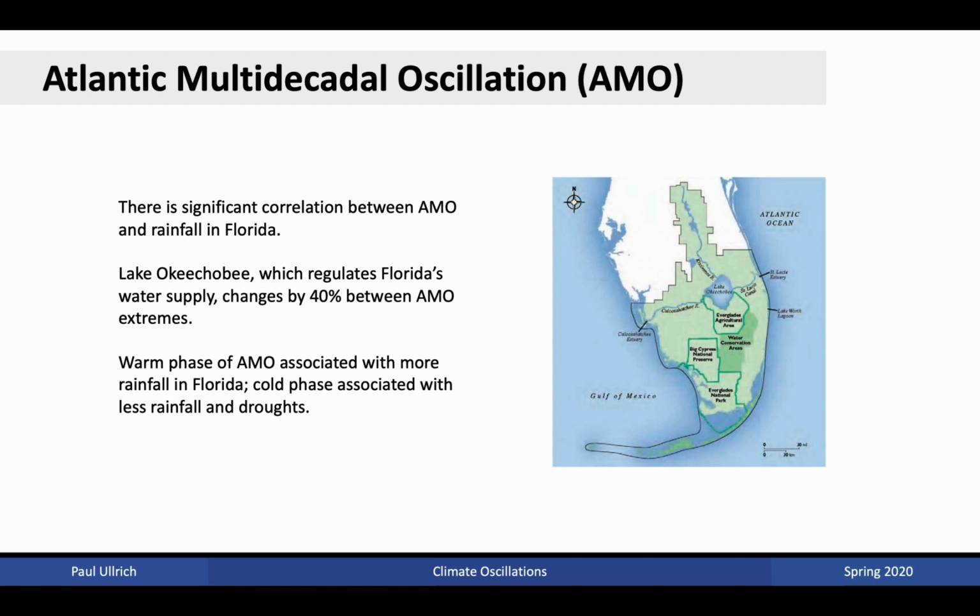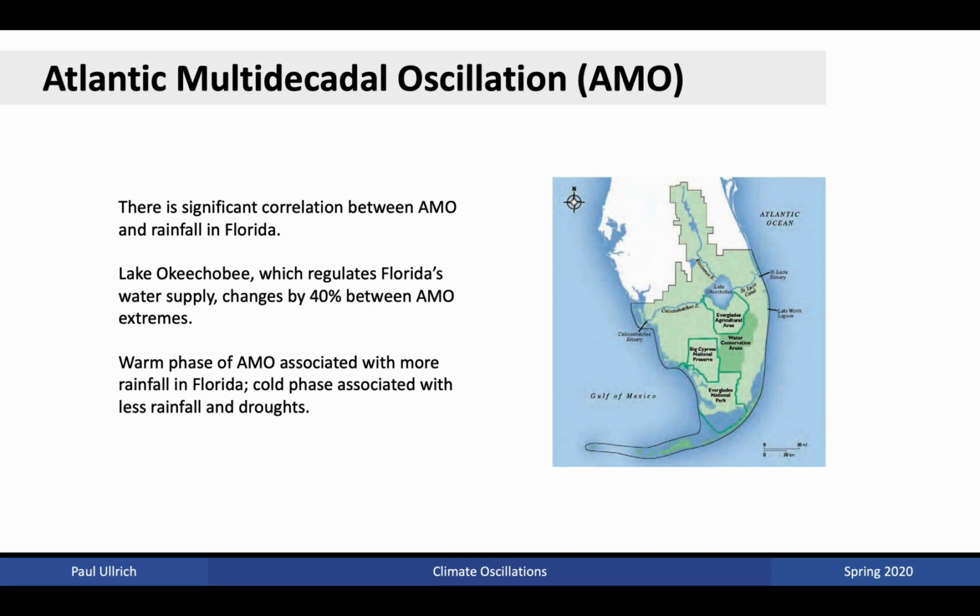It's known that there's a significant correlation between the Atlantic multidecadal oscillation and rainfall in Florida. As we know, during the warm phase, we have more evaporation from the ocean surface as well as warmer near-surface air. Consequently, the atmosphere can hold more moisture and so will have a tendency to produce more precipitation. Since the climate of Florida is so strongly connected to that of the Atlantic Ocean, water resources in Florida are largely impacted by changes in sea surface temperatures within this region.